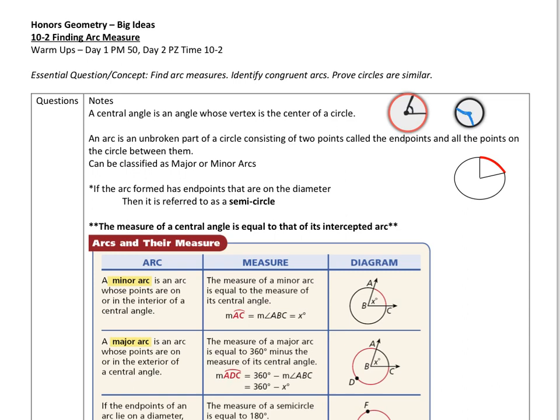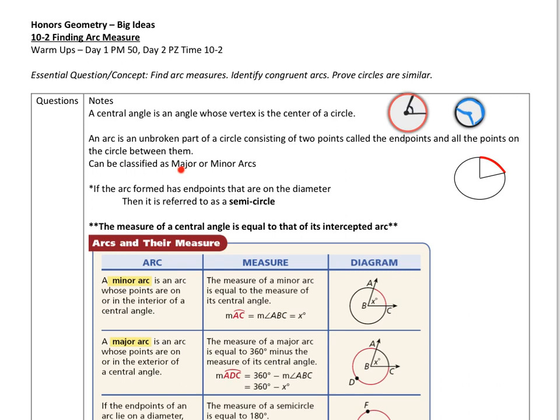Now, I guess the question you're asking is, can this one be right here on the outside a central angle as well? So if we look at the definition, it says an angle whose vertex is the center of the circle. So as long as the vertex is the center of the circle, we can have this one right here, I should say, as our central angle, or this one on the other side. So either one.